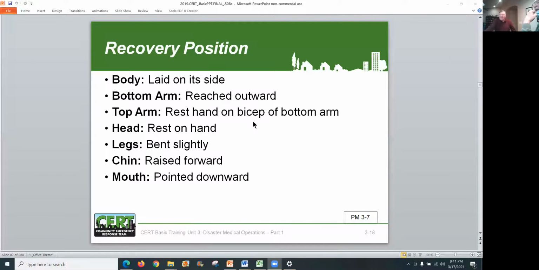He's not very limber. So the key is you lay them on the side, you reach outward, the bottom arm outward, top arm, bring it over, rest on the bicep. When you twist them over, turn them over, the head rests on this hand, the left hand. You bend the leg over slightly and raise the chin and point the mouth downward.